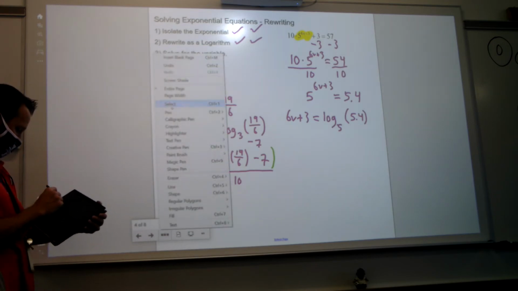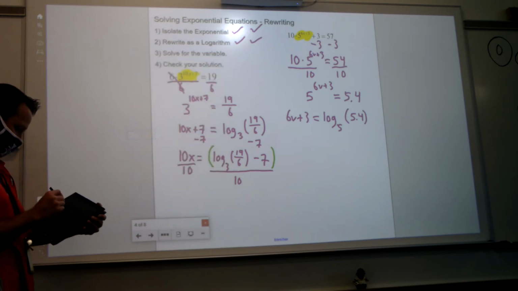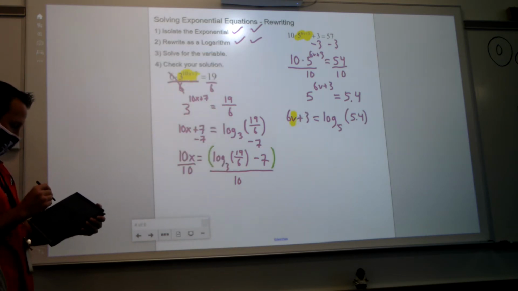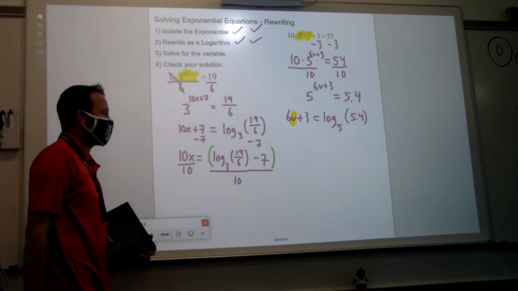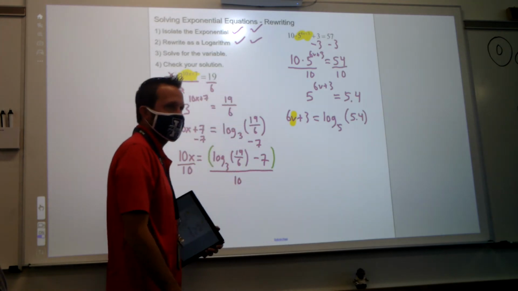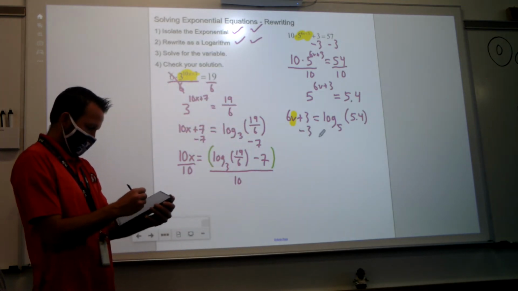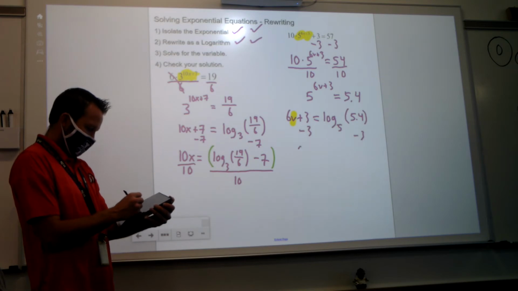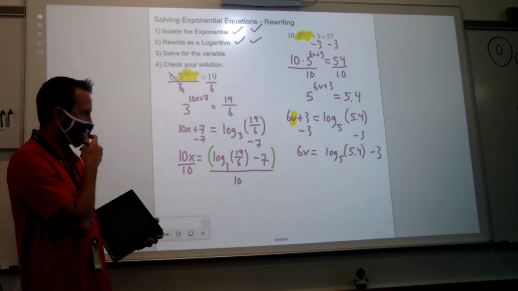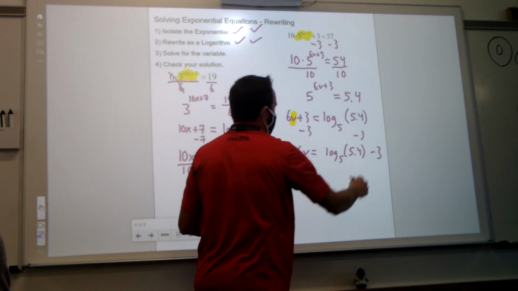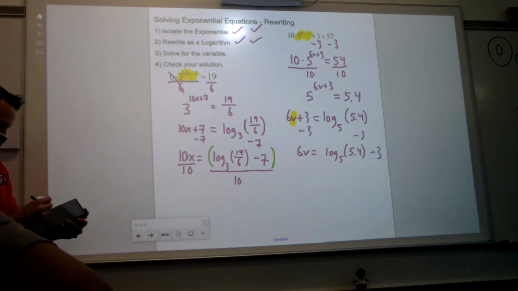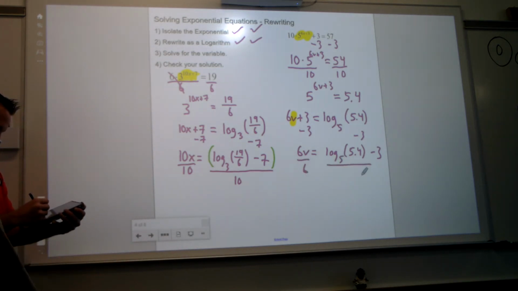Okay, so now we go to the next step, which is just to solve for v. Problem is v is being added by 3 and divided by 6. So just kind of shout out to me, what would we do here to solve for v? Subtract 3 to begin with. So I'd get 6v is equal to log base 5 of 5.4 minus 3. Sometimes people try to minus the 3 from there, but remember, I've got to do this first and then subtract 3. Okay, and then divide by 6, and that should be our answer.